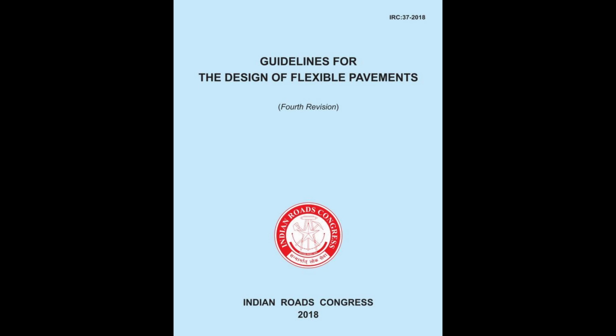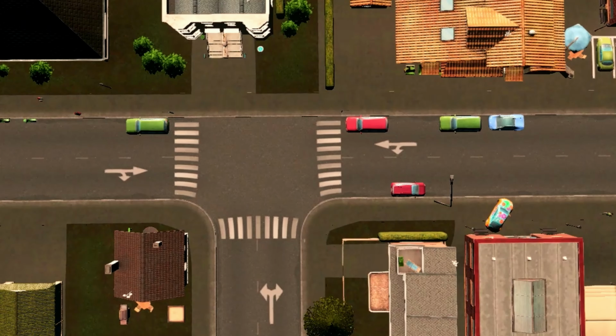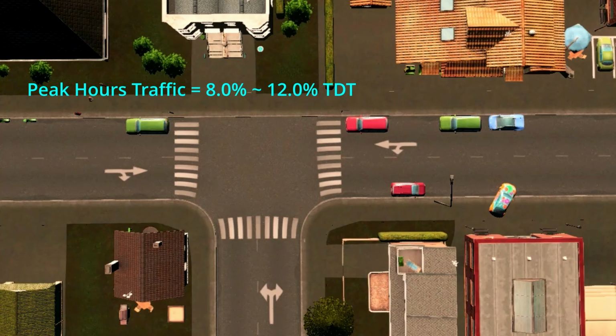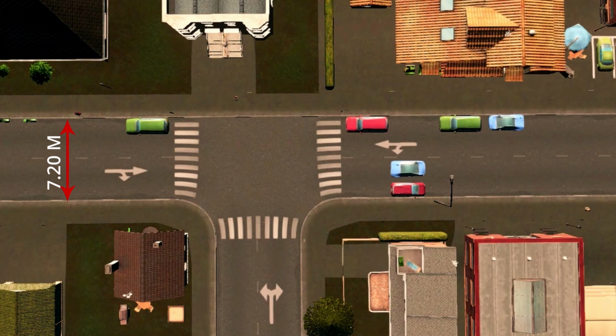Next, engineers calculate AADT, which means annual average daily traffic, and also design hourly volume, because highways are not designed based only on average traffic. They are designed for future peak traffic conditions. Generally, the peak hour traffic may be around 8 to 12% of total daily traffic. Now comes the important engineering concept, design service volume.